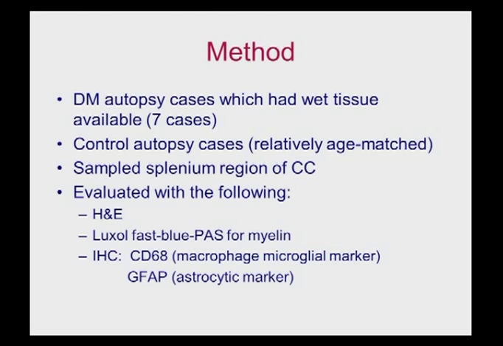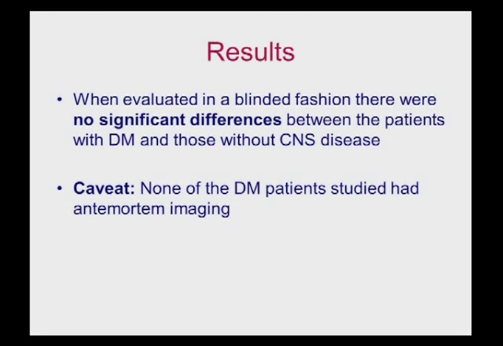And so I had these evaluated blindly, and we didn't see any difference. We couldn't pick the patients out. There were occasional patients who had some white matter changes, but they were equally present in the controls and equally present in the DM patients. So whatever these diffusion tensor imaging changes are, I don't know how to explain them.